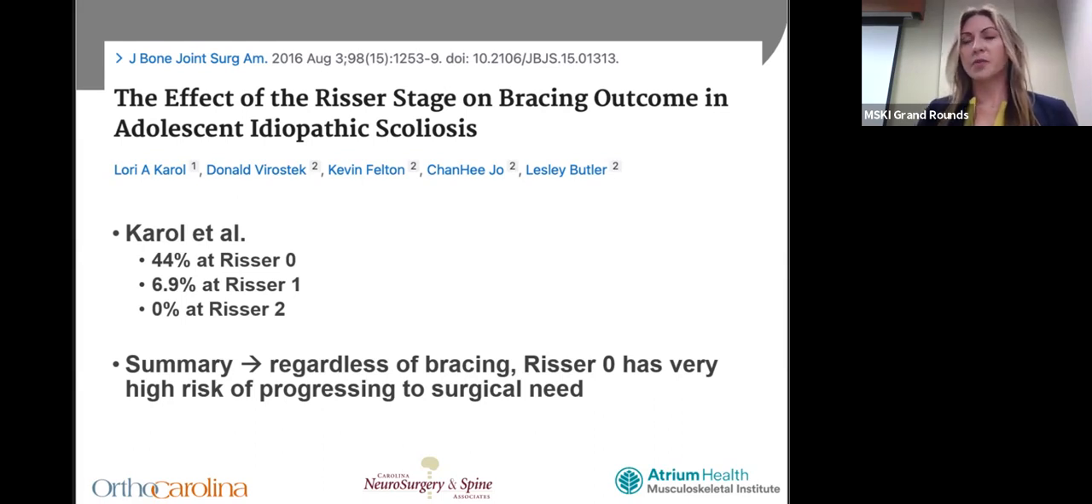So overall, the point of her study was that regardless of bracing, if they present at that Risser stage 0, you are likely going to need surgical intervention in their future.